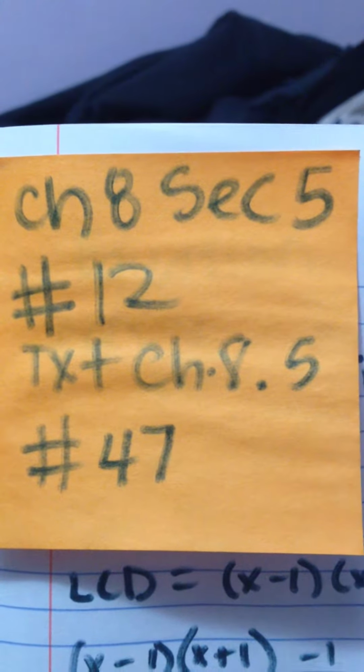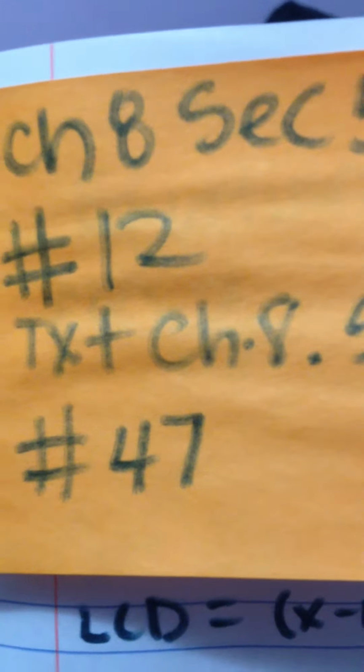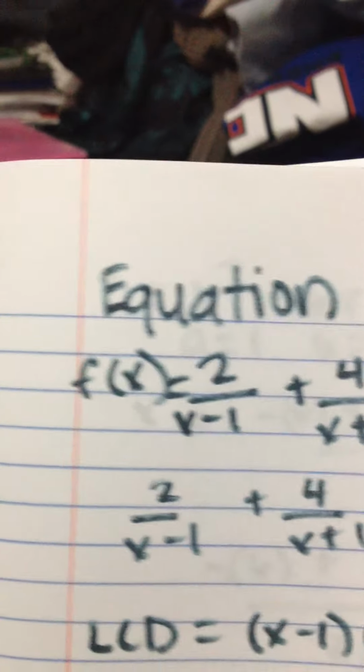This is chapter 8, section 5 from our homework on MATLAB, number 12, where you can find this equation from your textbook, Intermediate Algebra, or the Math 80 textbook, chapter 8.5, number 47. So the equation was given f of x equals 2 over x minus 1 plus 4 over x plus 1, and f of x equals negative 1. So it says find x when y is equal to the indicated value.